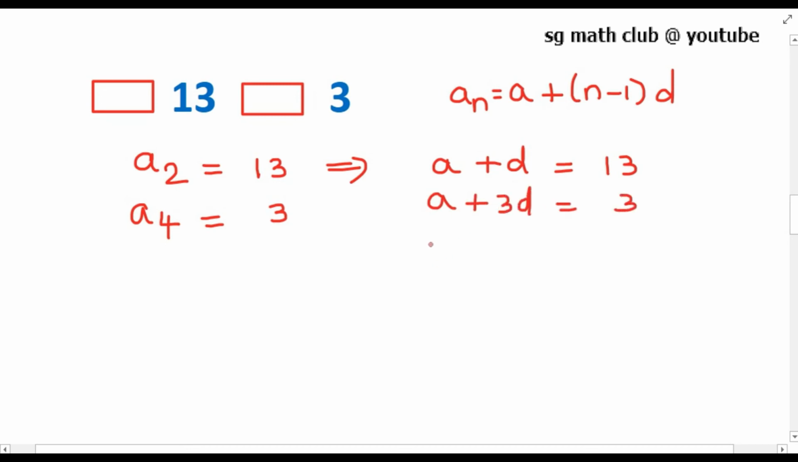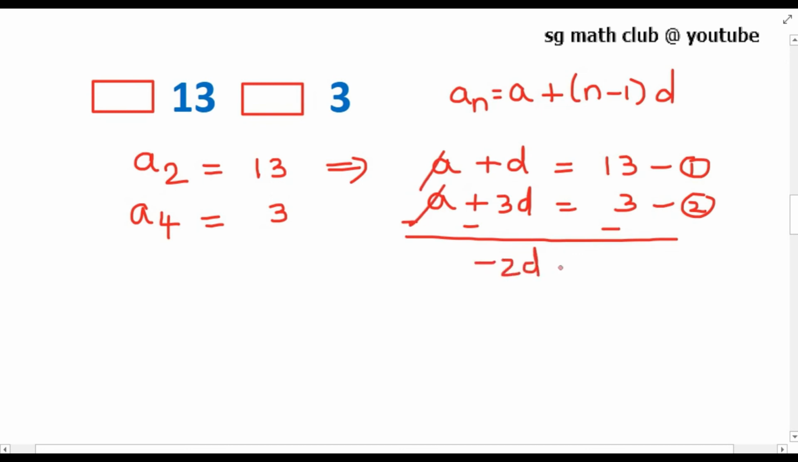We have studied pair of linear equations in two variables. So here we can consider a and d as variables, and we can use the elimination method to solve this. I'm going to subtract 1 minus 2. So when I subtract, I should change the sign. This will get cancelled. Minus 2d equal to plus 10, and d equal to 10 by minus 2, which is equal to minus 5. So I got d as minus 5.